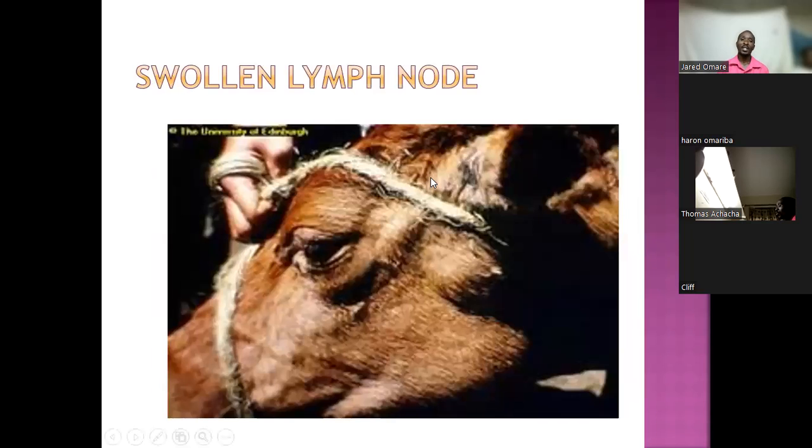Then the second one is swollen lymph node. As you can see at the base of the ear in the picture on the screen, that cattle is swollen. That is a swollen lymph node. So that is one of the identifications on how to identify that this cow or cattle is suffering from ECF.